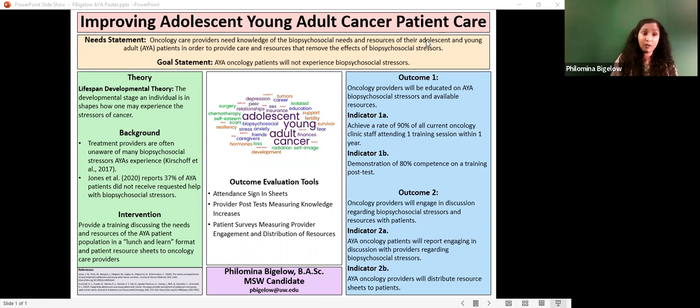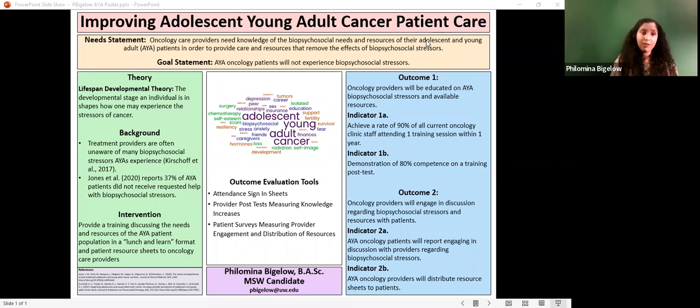And the survey would ask questions such as, did your provider discuss fertility and fertility preservation with you? Yes or no? And a variety of questions like that. Were these issues discussed? Yes or no? And also there would be a question that asked, did your provider give you a resource sheet for AYA cancer patients? Yes or no? And ideally, all of the questions would be answered yes on these surveys to demonstrate that, again, providers are utilizing the information that was given to them.